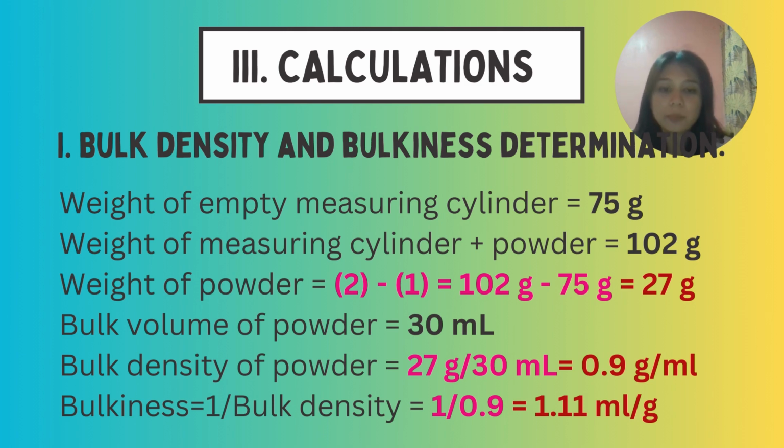So for the bulkiness, which has the formula of 1 over bulk density, we have the values 1 over 0.9 grams per ml, which results to 1.11 ml per gram, which is now our bulkiness.